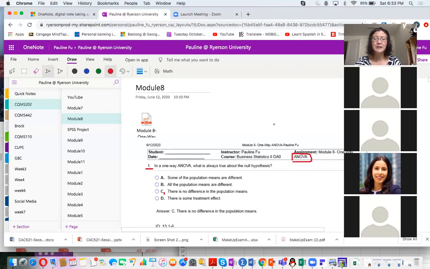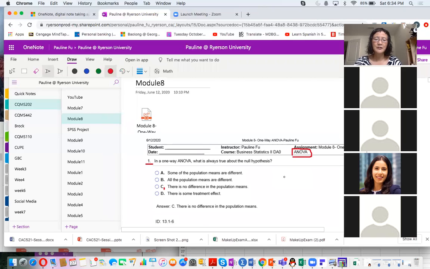One example would be, this semester at Ryerson University, Chang School offers 3 different sessions of CQMS 202. If you want to compare the average final mark across those 3 sections, you want to use the ANOVA test because you are testing 3 student groups. Okay, so the idea is about testing 3 population means.